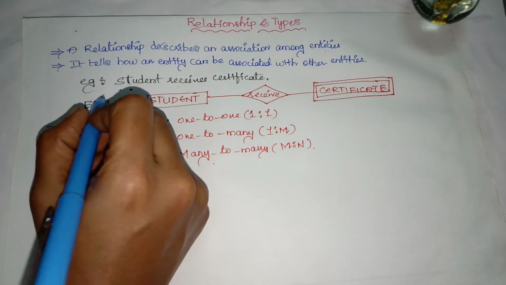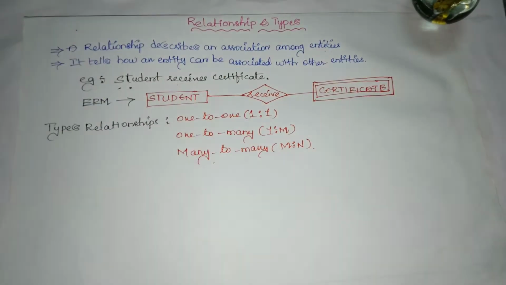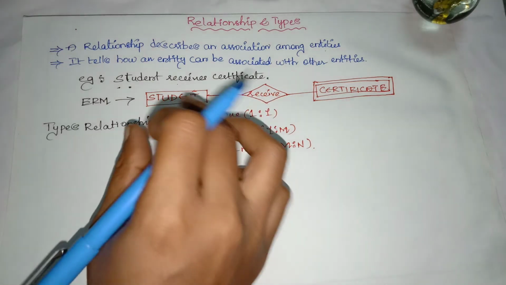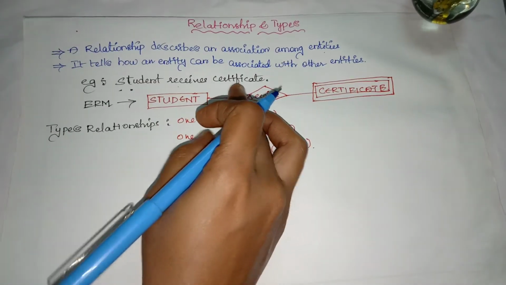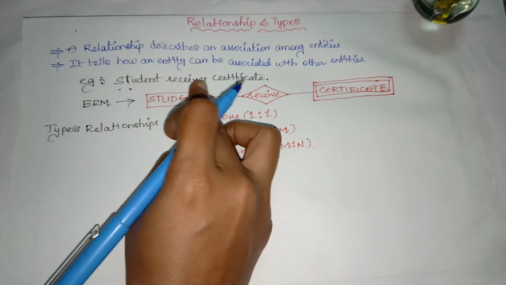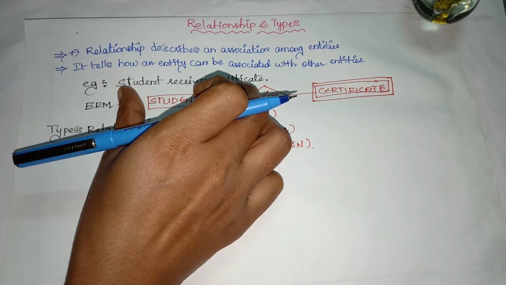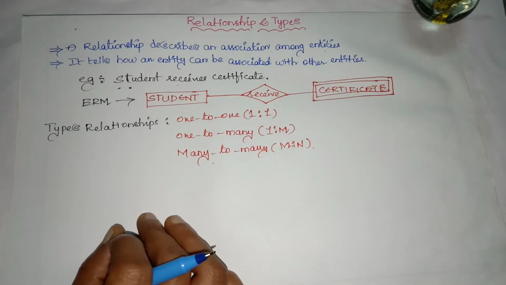If you take an example like "student receives certificate", it's a statement which describes student and certificate. So how are these two entities connected in this statement? Student receives certificate. There is a relationship like: a student may receive any number of certificates, and a certificate can be had by only one student. So here there is a relationship between student and certificate.